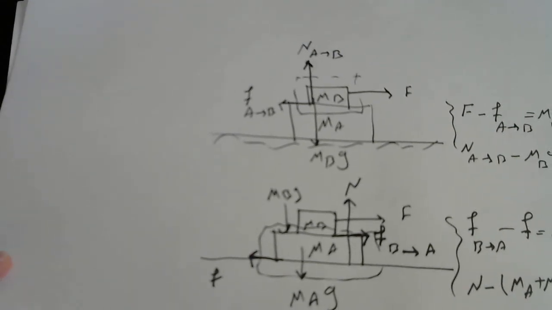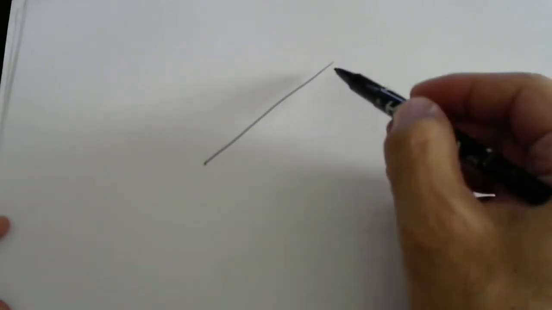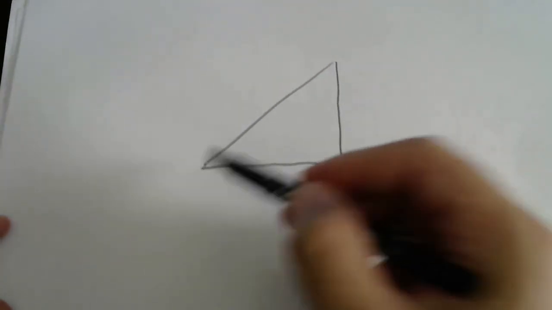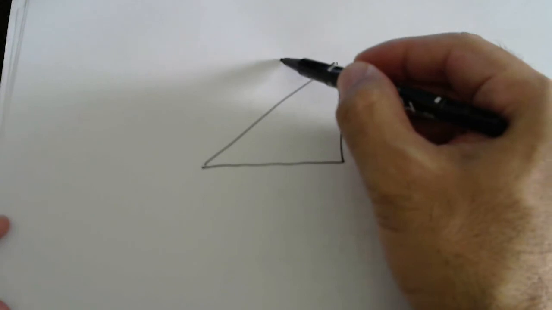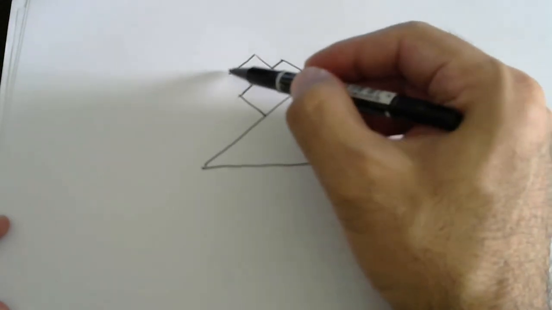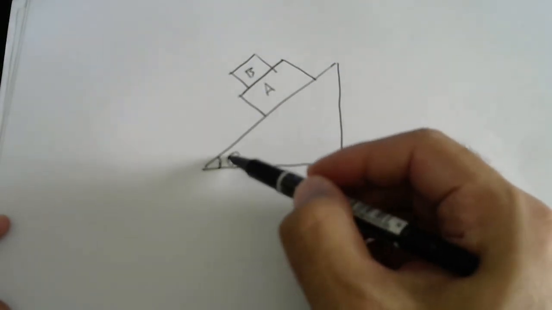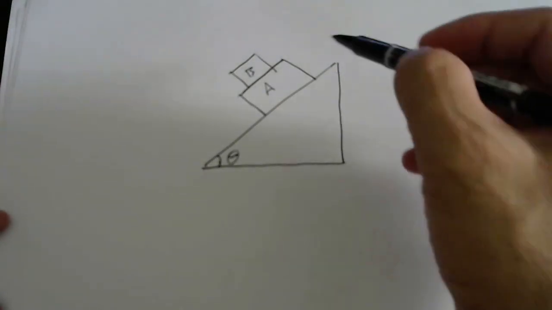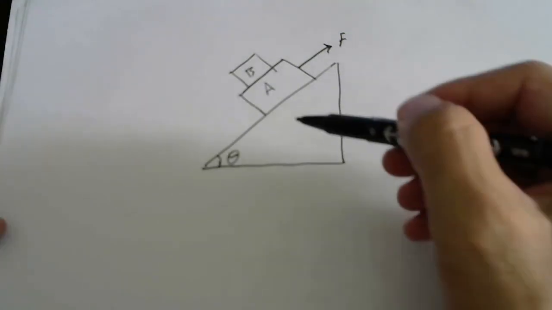Now we can also have other systems with other conditions. I go further. It can be, for example, an inclined plane. Imagine you have the objects sitting on top in this direction. This is B, this is A, and this angle is theta. Suppose I push A, pull it in this direction.